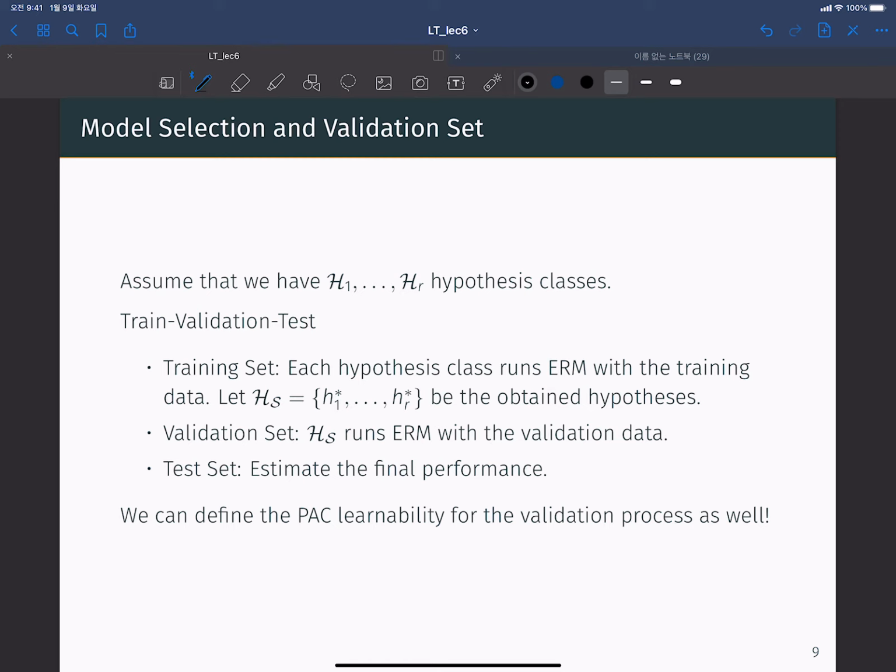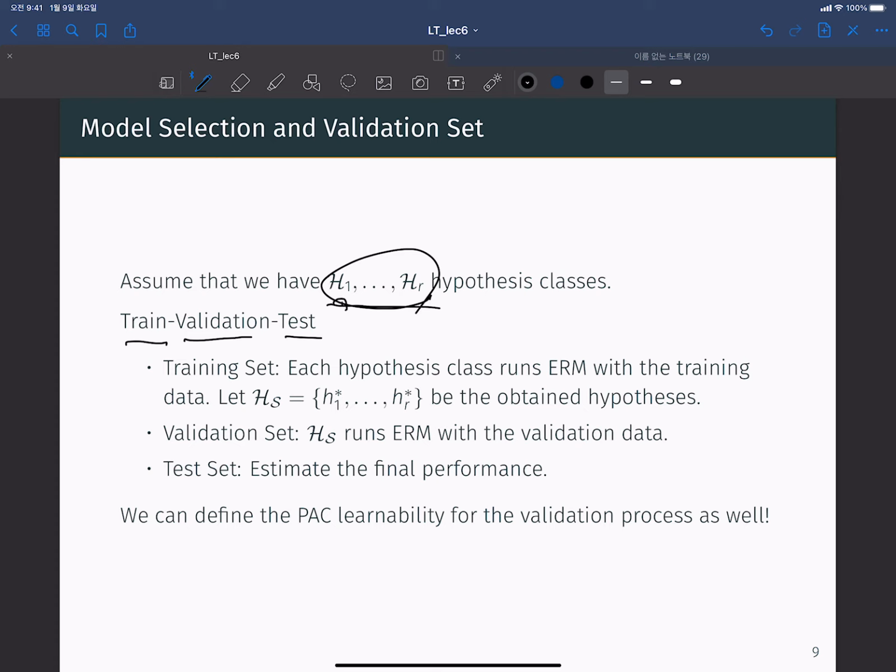Usually in practice, we select a model using a validation set. Assume that we have many different hypothesis classes, and we want to find the best hypothesis among them. In practice, we separate our training data into 3 different parts: training, validation, and test. Using the training set, we train each hypothesis class independently. Each hypothesis class learns the empirical risk minimization rule with the training data.